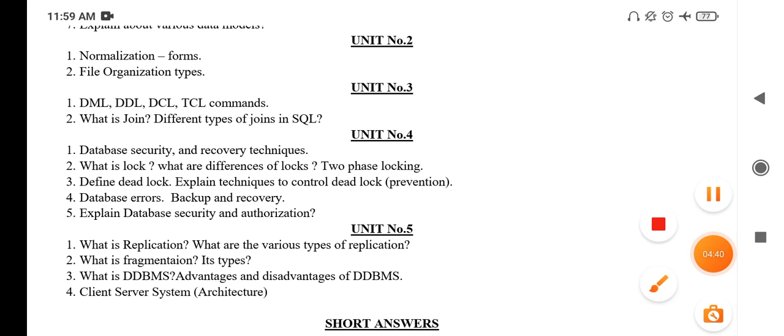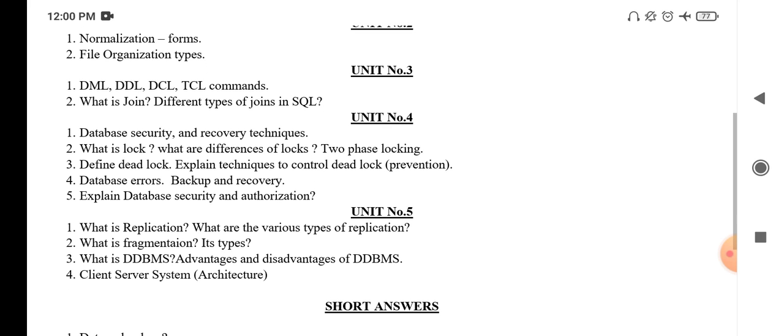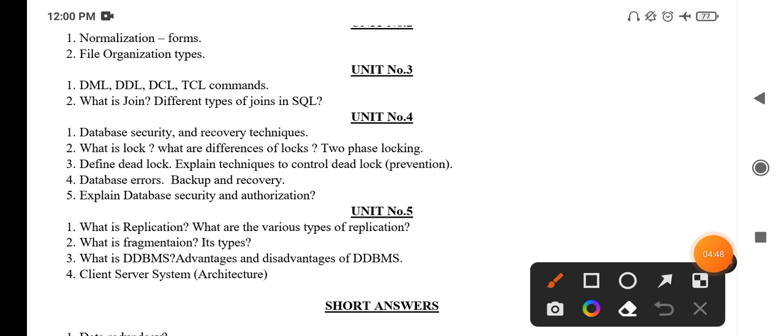So next, when it comes to unit 4, what is database security and what are the recovery techniques? So this we have to explain in unit 4. Next in unit 4, what is a lock, what are the different types of locks, and two-phase locking. So what is the meaning of lock? It relates to concurrency control. Why are we using the locking concept?